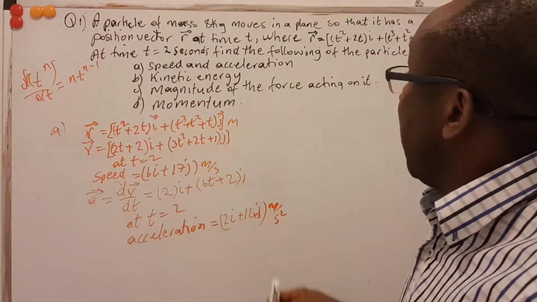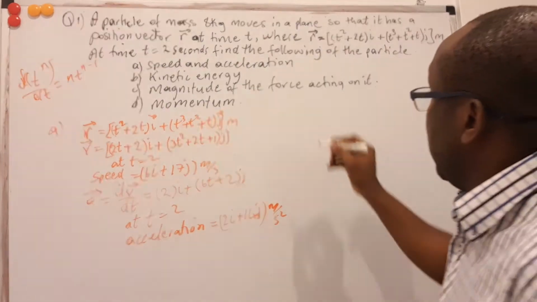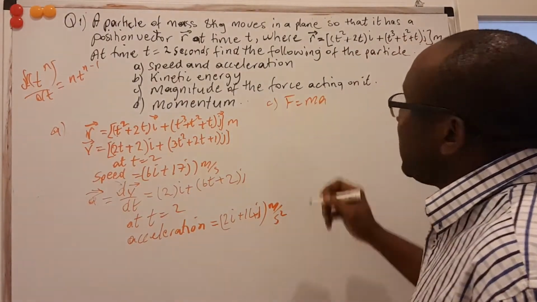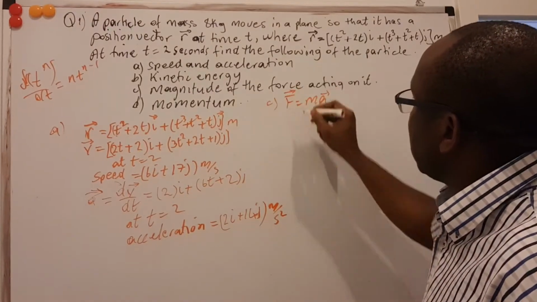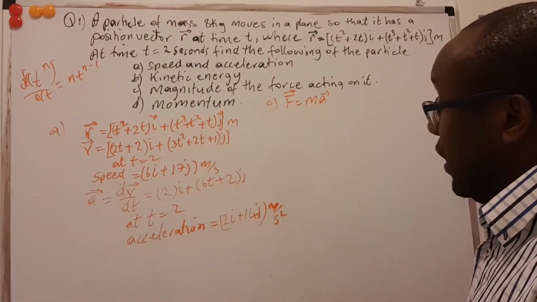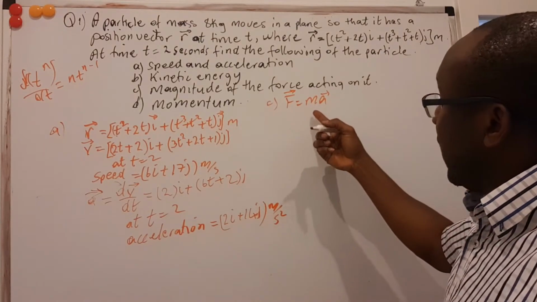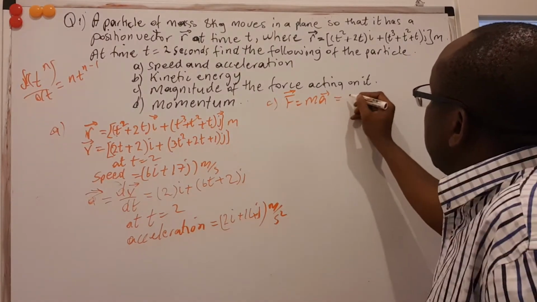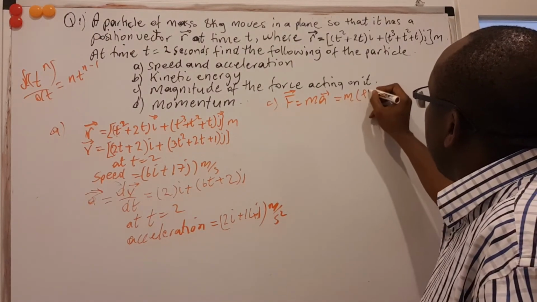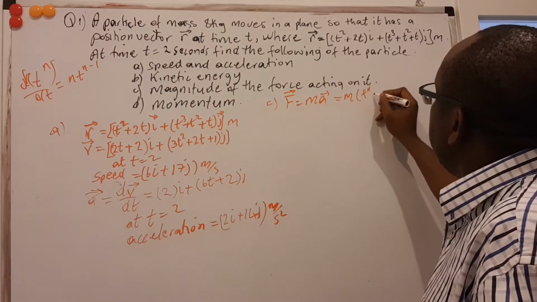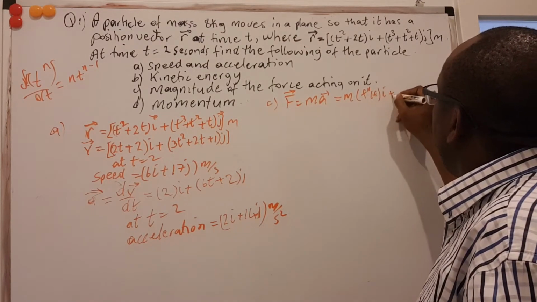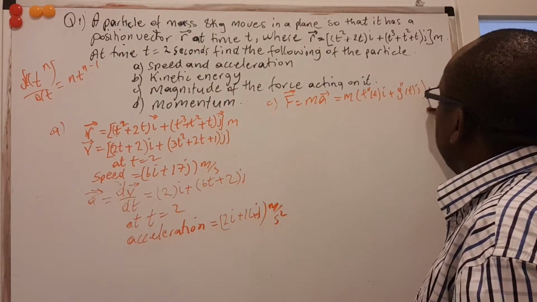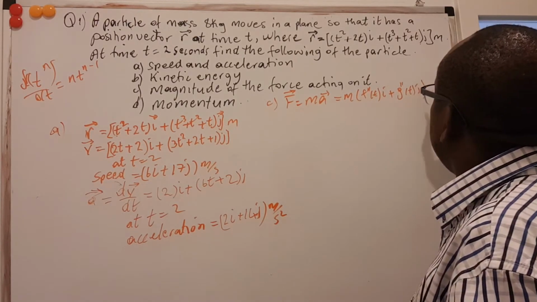So C says the magnitude of the force acting on it. So for C, F is equal to ma, the mass times acceleration. If I write force as a vector, I get that form. But we already saw the acceleration, so we just have to take the mass and multiply by it. Just for you to know, this is the same as the mass times F double prime of t i plus G double prime of t j. And that will be in newtons, of course.